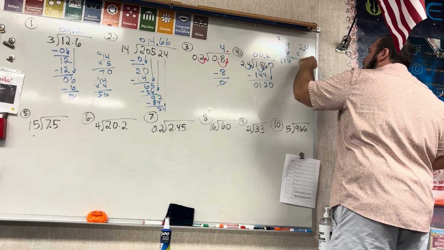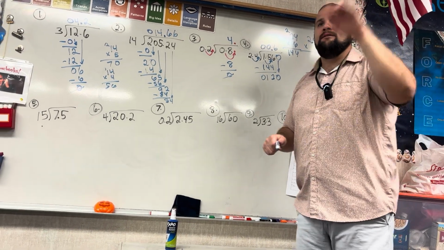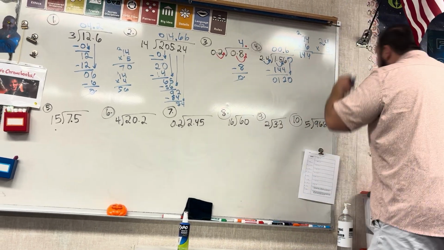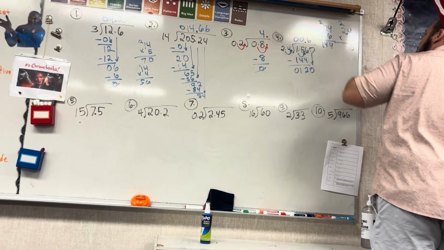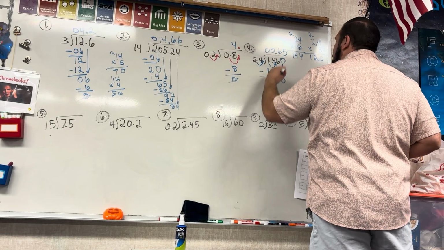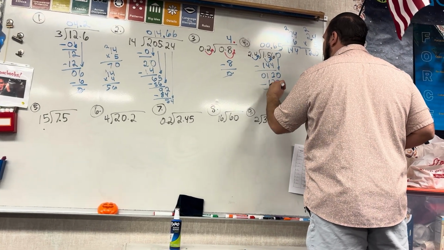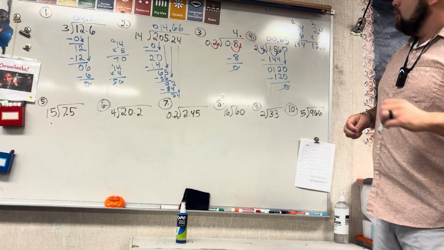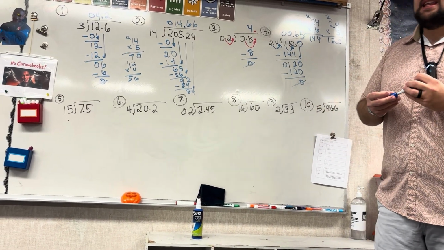And that's probably going to be even, because remember, when you multiply something by 5, it ends in a 5 or a 0. That's right. 4 times 5 is 20. Carry the 2. 5 times 2 is 10, plus 2 is 12. So it does go in evenly, and we got nothing left over. 0.65 is your answer.